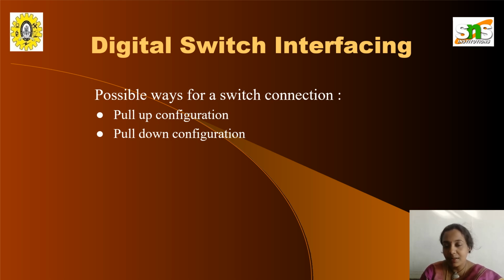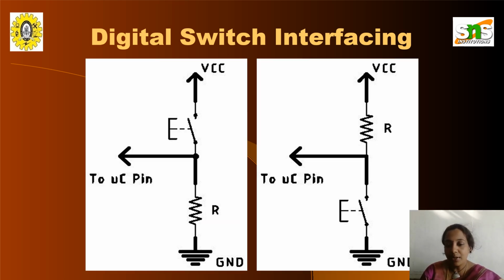Digital switch interfacing. If we want to interface a switch with MSP430, then it can be done either in pull-up configuration or in pull-down configuration. So here is a circuit diagram. The two possible ways are, one is the resistor at the bottom and the switch at the top. Pull-down configuration is the switch at the bottom and the resistor at the top.